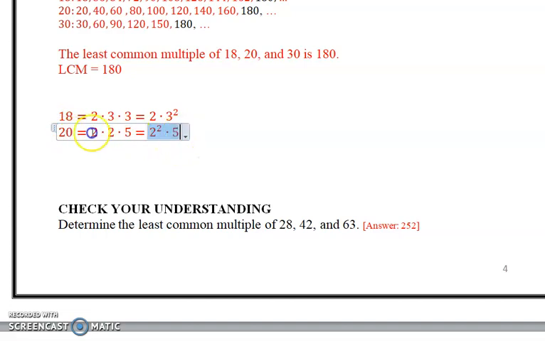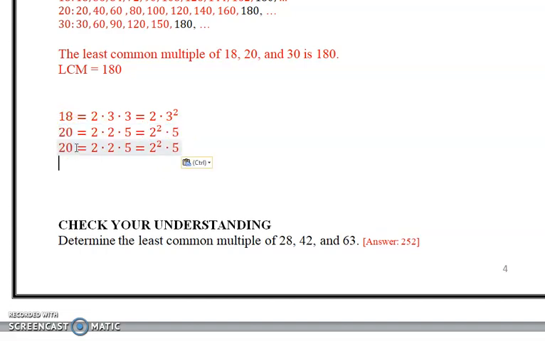Then we can do 30 as well. We know that 30 is equal to 2 times 3 times 5, which can't be simplified any further, right? So what you do now is you highlight the greatest power of each prime factor in any list. 2 squared is your greatest here, and 5 is your greatest here, because there's no exponent, so you pick the largest number.